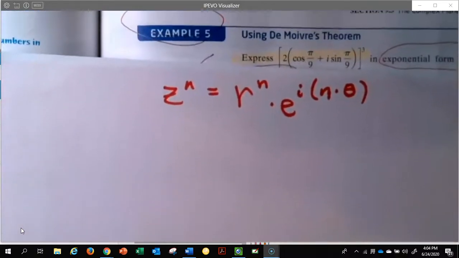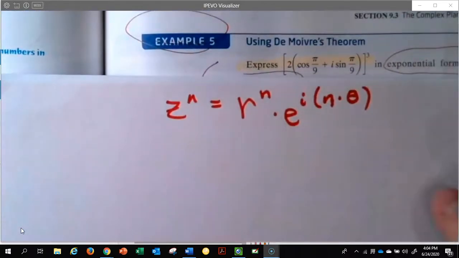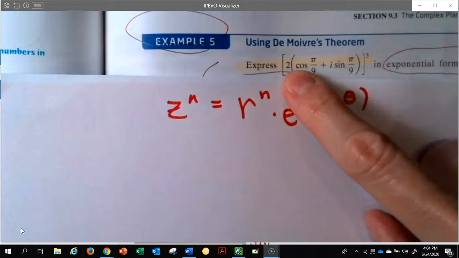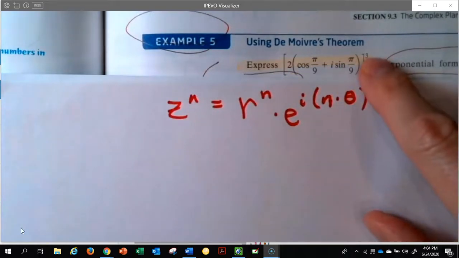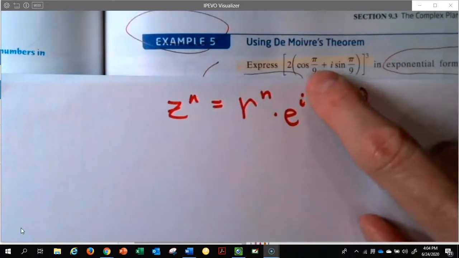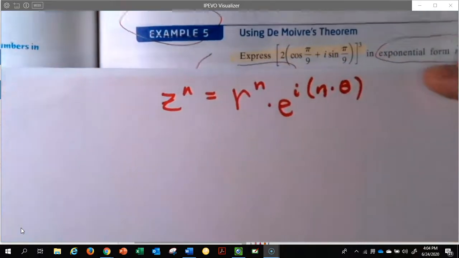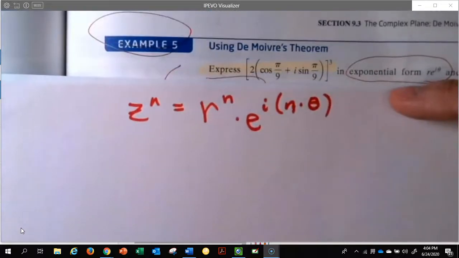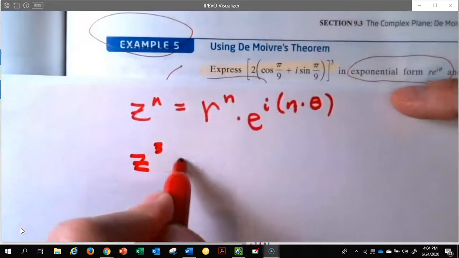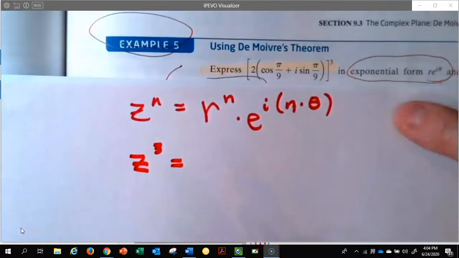Looking at example 5, do I have an r? Yes. Do I have a power? Yes. Do I have a theta? Yes. Then I'm ready to go. I'm going to be taking this complex number and raising it, as it says, to the third power.